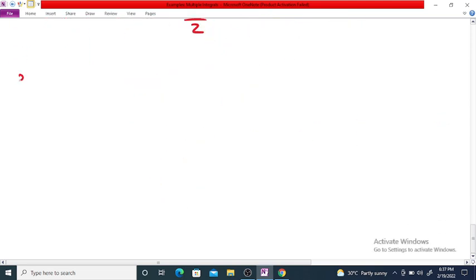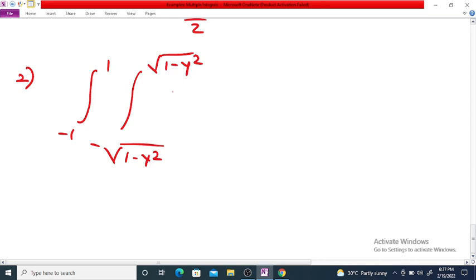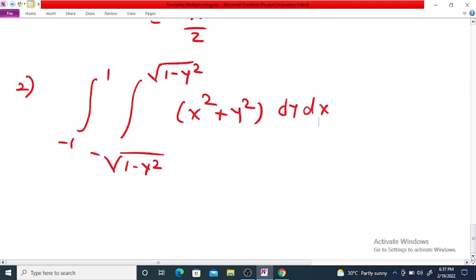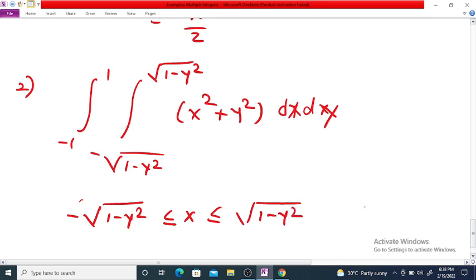Next, example number 2. Evaluate the double integration, again by changing to polar coordinates, minus 1 to 1 and minus under root of 1 minus y square to under root of 1 minus y square, x square plus y square dy dx. So first we are going to sketch the region, dx dy, not dy dx. Here the order is dx dy. So minus under root of 1 minus y square less than or equal to x less than or equal to under root of 1 minus y square, and minus 1 less than or equal to y less than or equal to 1.